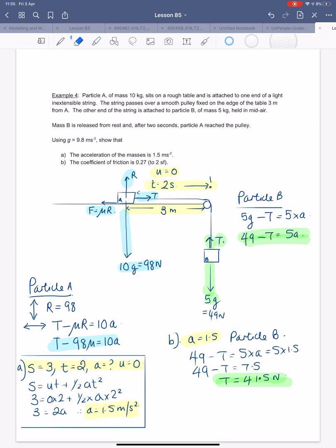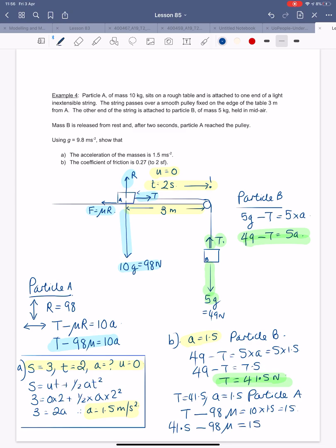So I'm going to put T is 41.5 and acceleration is 1.5 into the equation for particle A. So T minus 98 mu is 10 times 1.5, which is 15, and so 41.5 minus 98 mu is 15. So mu is going to be 41.5 minus 15, divided by 98, which is 0.27.